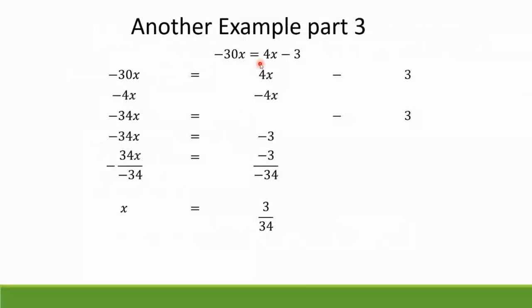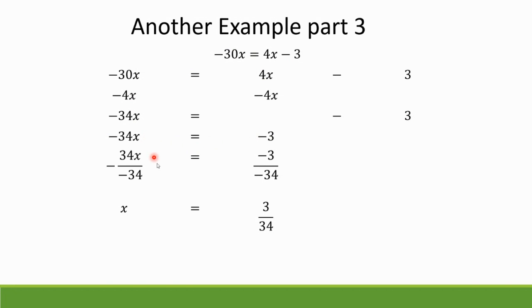Sorry. Okay, I went back like this because I thought I made a mistake, but I didn't. So we have this equation to solve. And again, we want to get x all alone. X wants to be all alone. Okay? So we have minus 30x is 4x minus 3. So let's get 4x out of there. So we subtract 4x. We get minus 34x is minus 3.